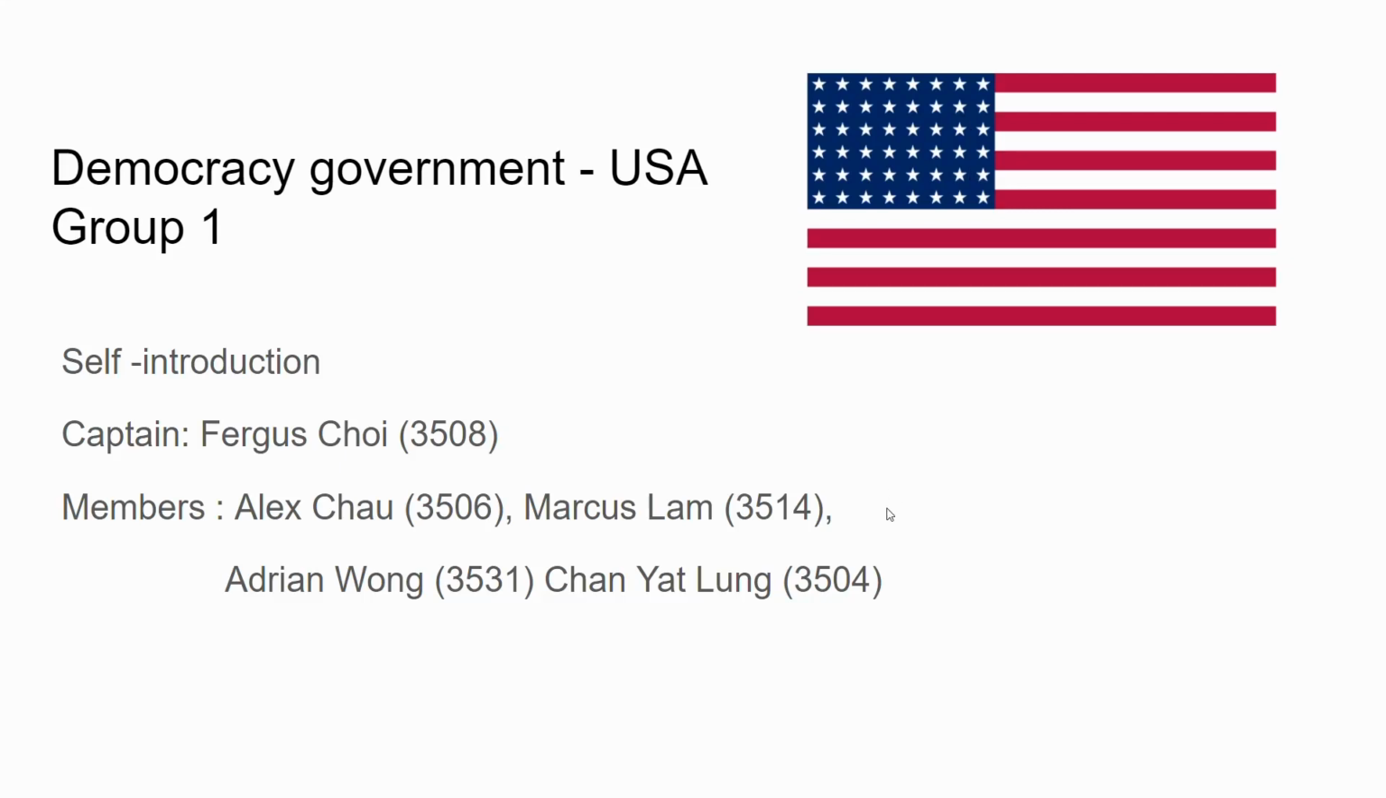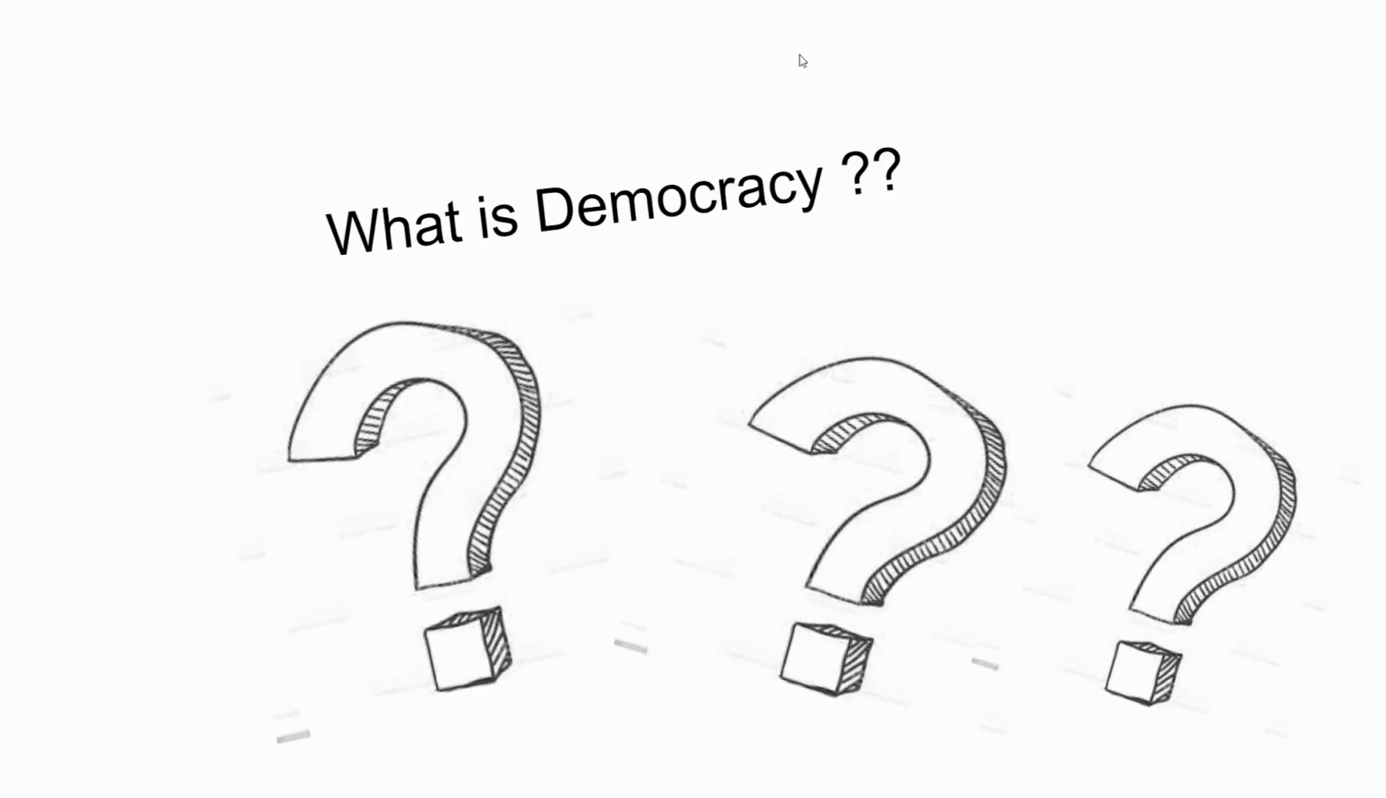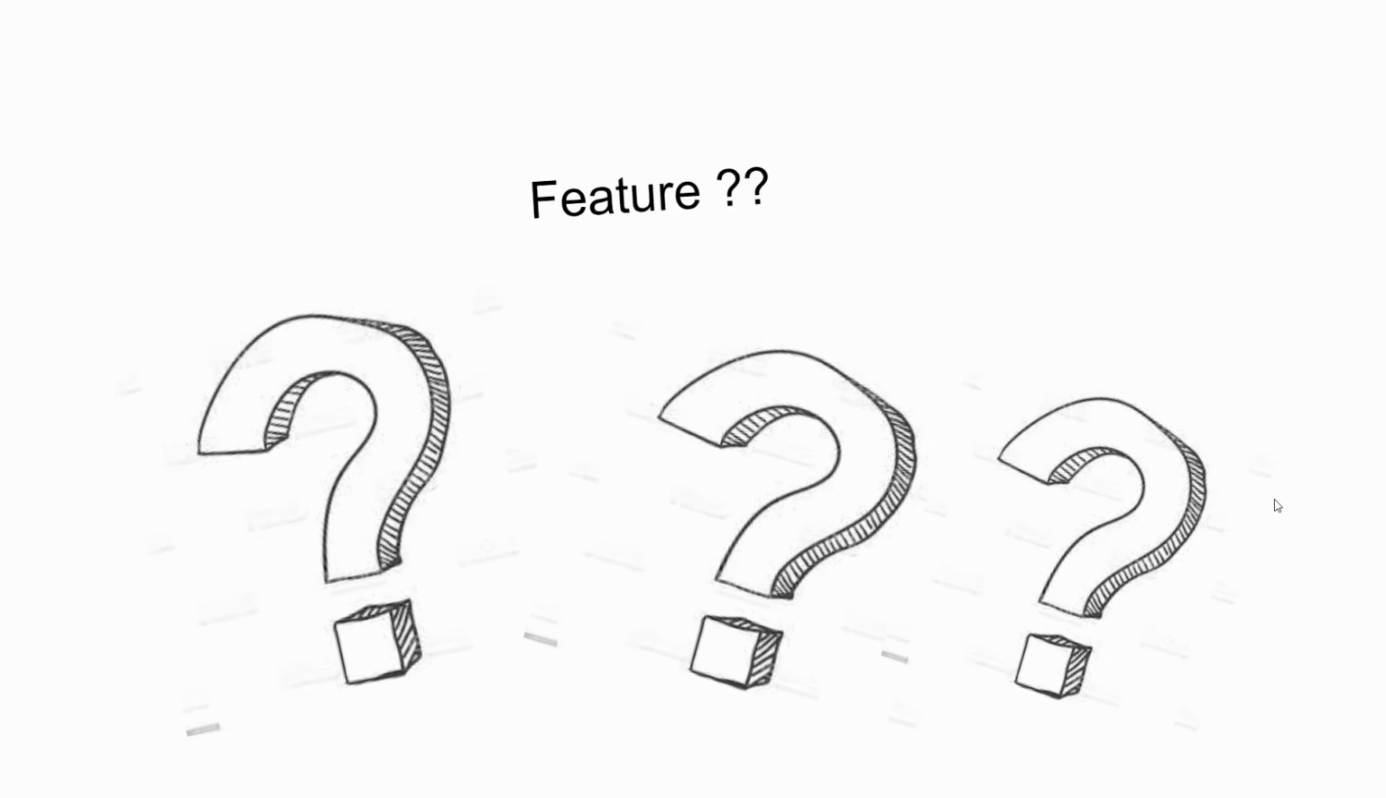We are Class 3E, Group 1. We are going to introduce the emblem about the democratic government. To start, let us introduce what democracy is. Democracy is a system of government by the whole population or all the eligible members of a state, typically through elected representatives. A system of parliamentary democracy.